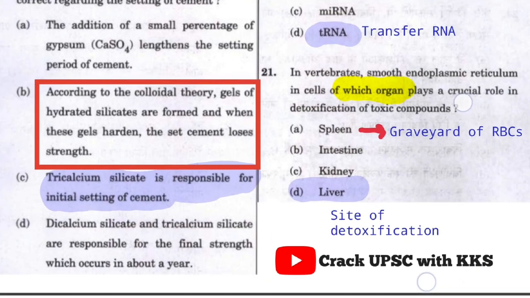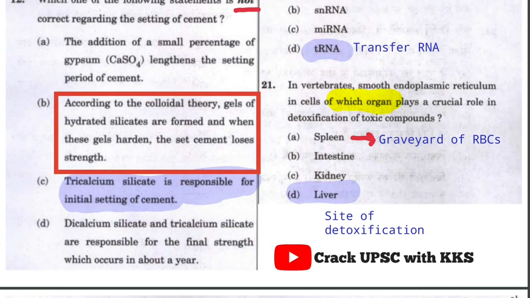Then for the next question, in vertebrates, smooth endoplasmic reticulum in cells of which organ plays a crucial role in detoxification of toxic compounds? So answer would be liver. And for value addition, just remember that spleen is called as graveyard of RBCs. Spleen is called as graveyard of RBCs and liver is called as site of detoxification. And smooth endoplasmic reticulum plays vital role for detoxification. Just remember these three facts from here.